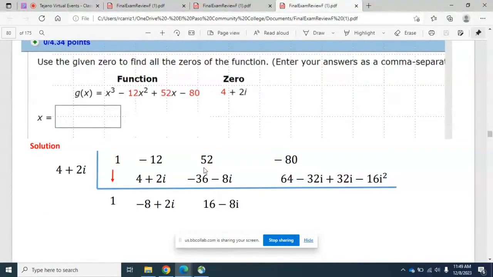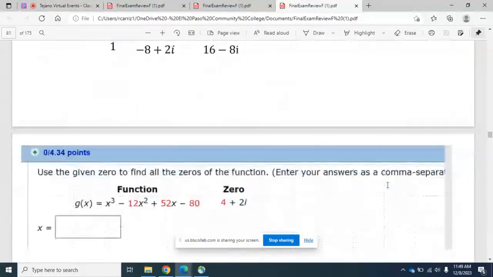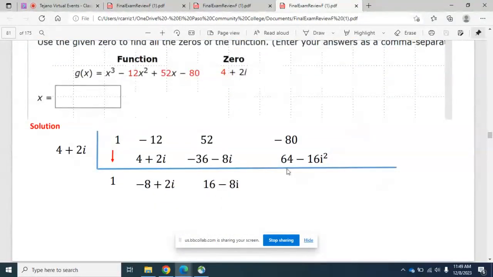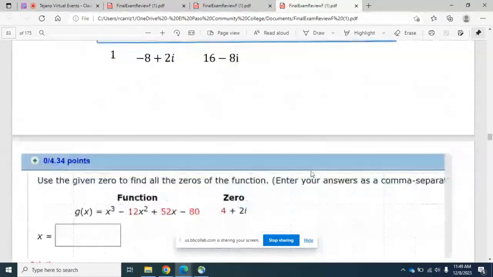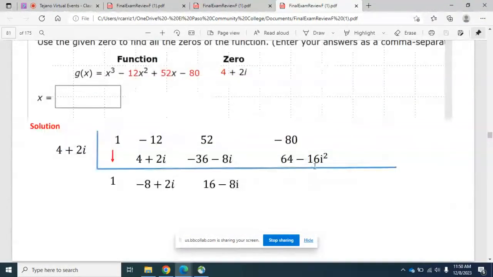Again, the 52 is the real part that adds with the real, the negative 36, which gives me 16. I don't have an imaginary part, so 0 minus 8i is just a minus 8i. I'm going to do this again. I'm going to multiply 4 plus 2i times 16 minus 8i, and I get this quadratic, but again, I can simplify it. It's going to give me 64 minus 16i squared. Before I add the real with the real, the negative 80 with a 64, let me simplify the i squared. Again, i squared is a negative 1. So a negative 1 times a negative 16 is a positive 16.